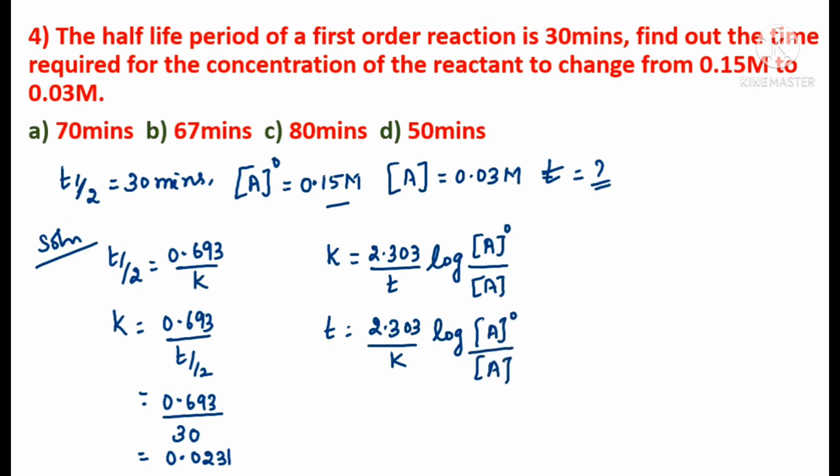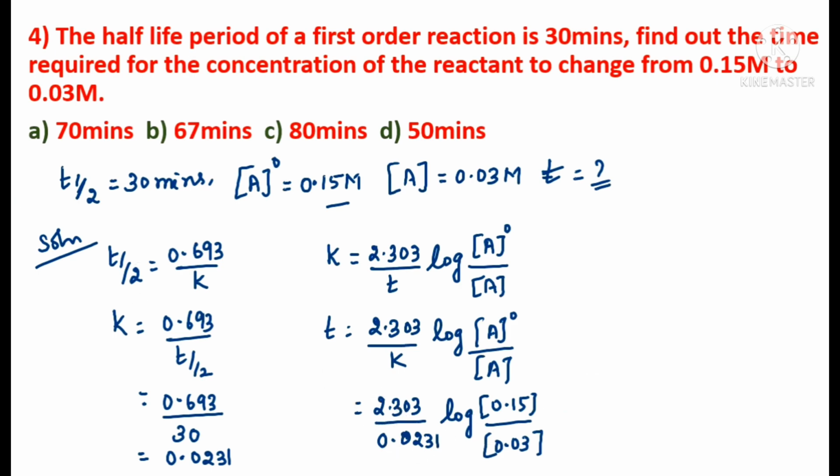Understood? So you know the K value. Just now we have found out 0.0231. And the A naught value, obviously, the A value also you know. So you can easily calculate this. It's a simple problem. So 2.303 divided by 0.0231 log concentration 0.15 divided by concentration 0.03. Understood?